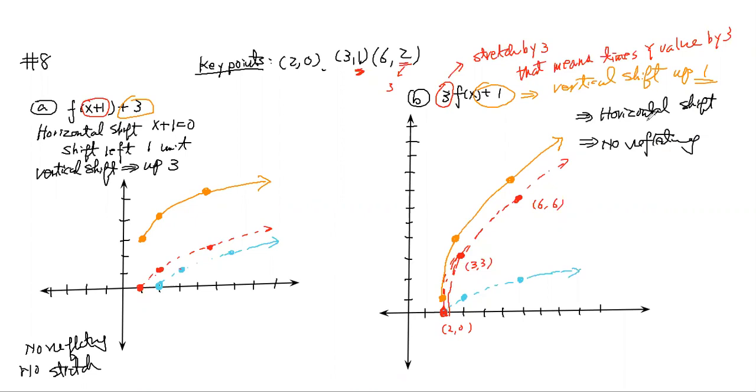So what type of stretch is this? We go up in the y value. So we have a vertical stretch by 3, right? So we don't have a horizontal stretch. So we say no horizontal stretch, right?